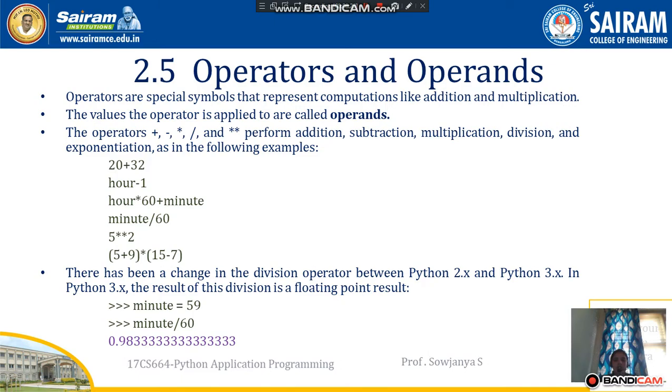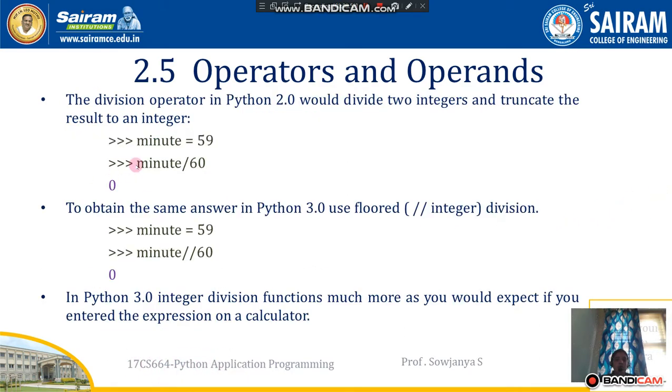Now there has been a change in the division operator between Python 2 and the latest version, Python 3. In Python 3 and higher versions, the result of division is a floating point result. For example, with minute = 59, minute divided by 60 gives the exact floating point value. Whereas in Python 2, it divides the two integers and truncates the result to an integer, giving 0.